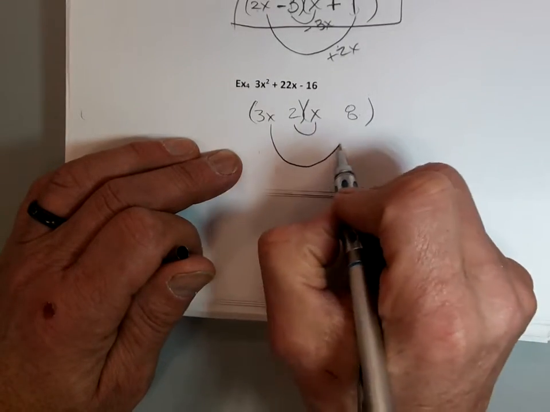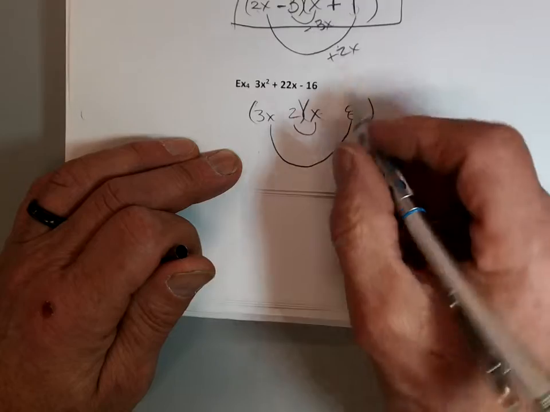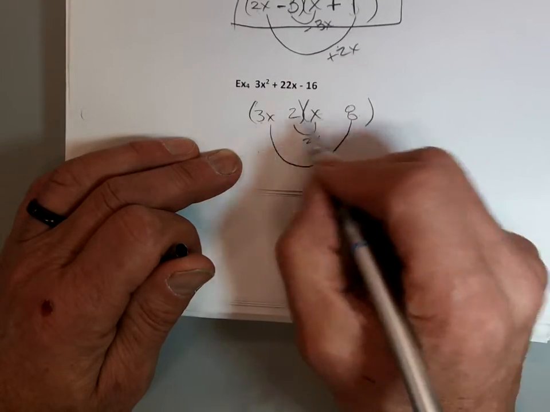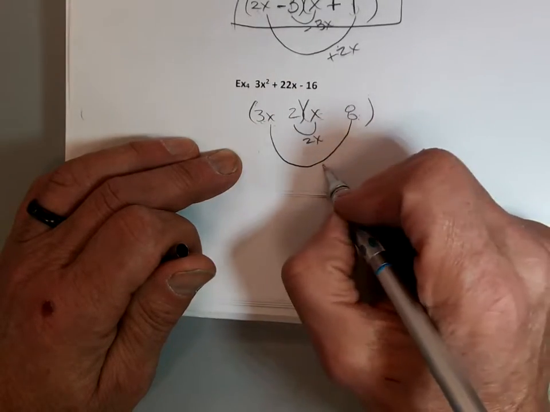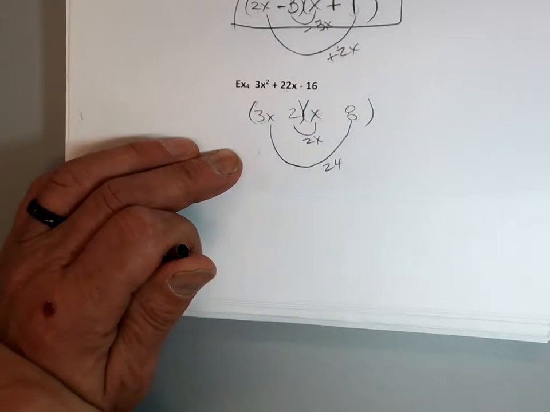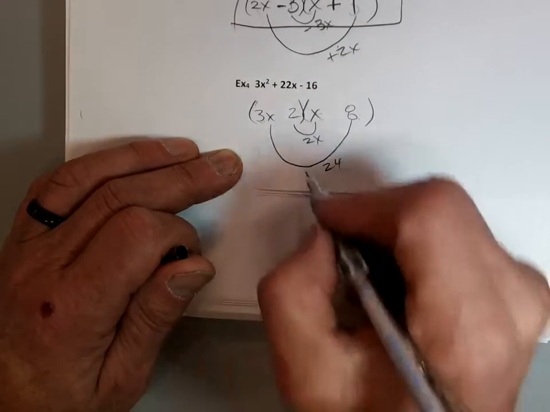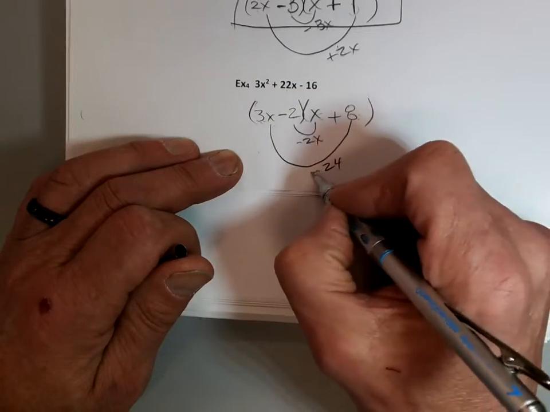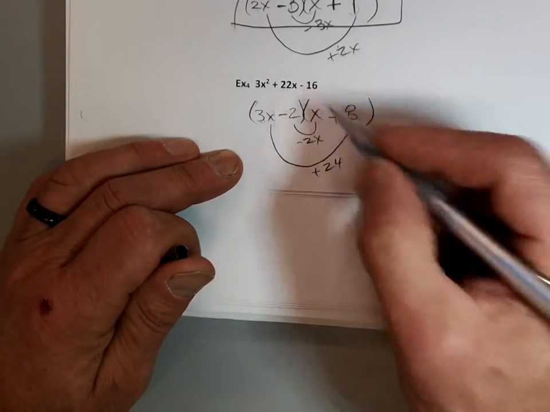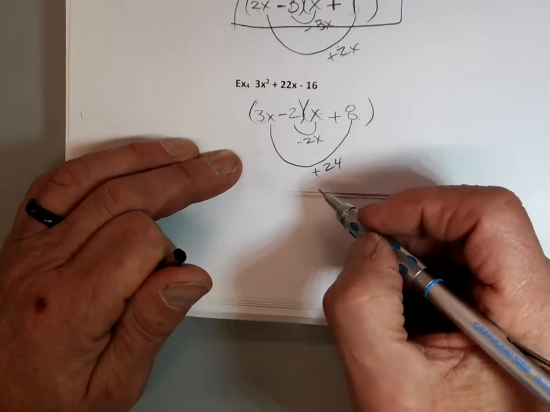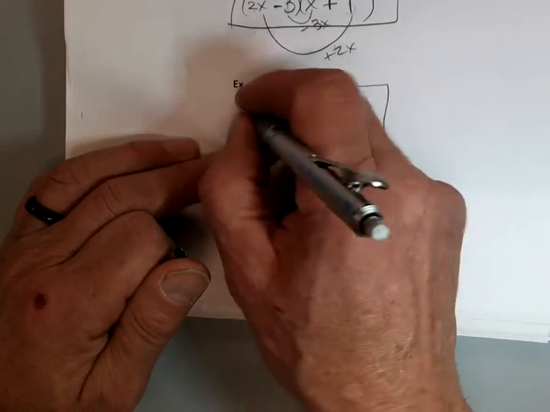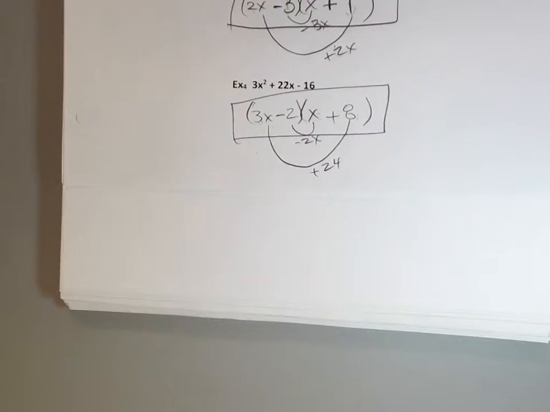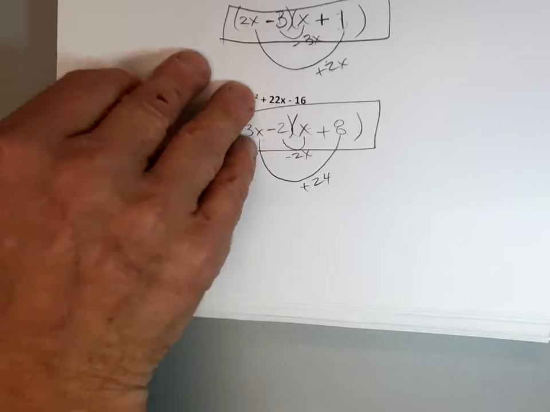Now, why is she right? Let's check it out. 2 times x is 2, 3 times 8 is... could that make a 22? Yes, it is. If we made this a negative and this a positive, we'd get a 22. Nice job. And if we get it wrong, what do we do? We erase, switch around, and do it again, right? Nice job.